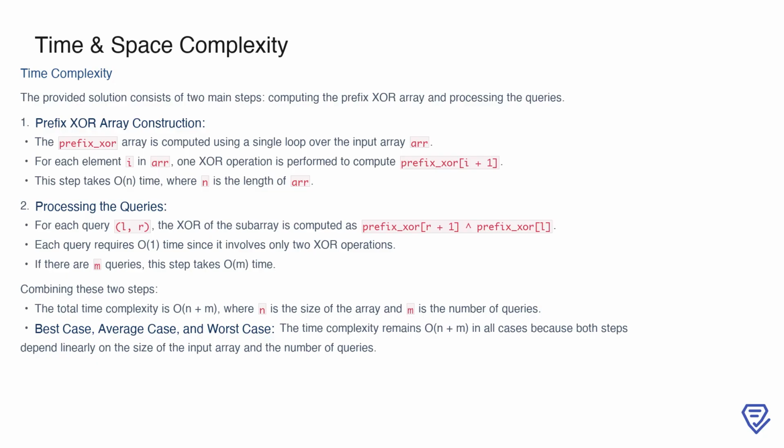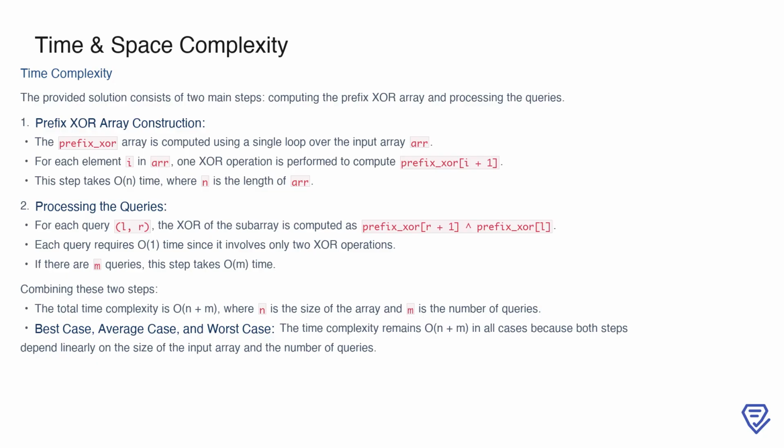Next, we process the queries. For each query defined by the range L, R, we calculate the XOR of the subarray using two operations: prefix_XOR[R plus 1] caret prefix_XOR[L]. Since each query is resolved in constant time, or O(1), processing all m queries takes a total of O(m) time. Combining these two steps, the overall time complexity of the solution is O(n plus m), where n is the length of the array and m is the number of queries.